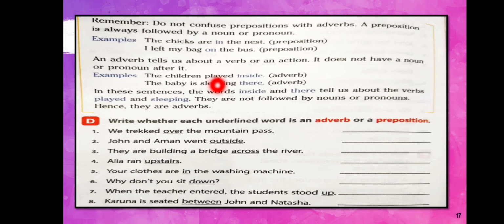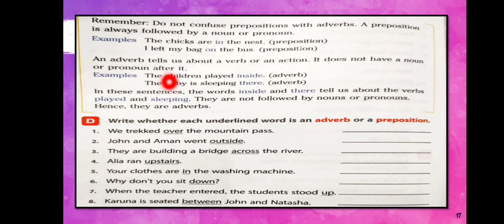A preposition is always followed by a noun or pronoun. For example, the chicks are in the nest. Here the chicks is a noun, are in the nest. Here the nest is a noun, and the word in is a preposition. So a preposition is always followed by a noun. I left my bag on the bus. On the bus. Here in the sentence, on is a preposition and it is always followed by a noun. So here the bus is a noun.